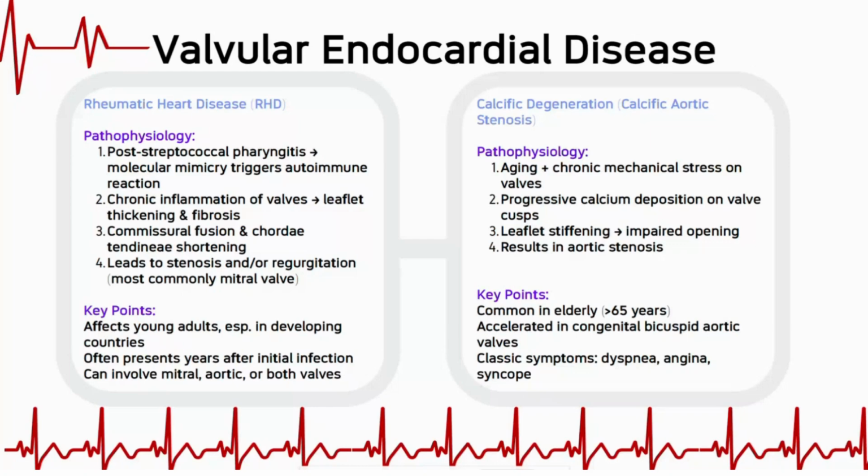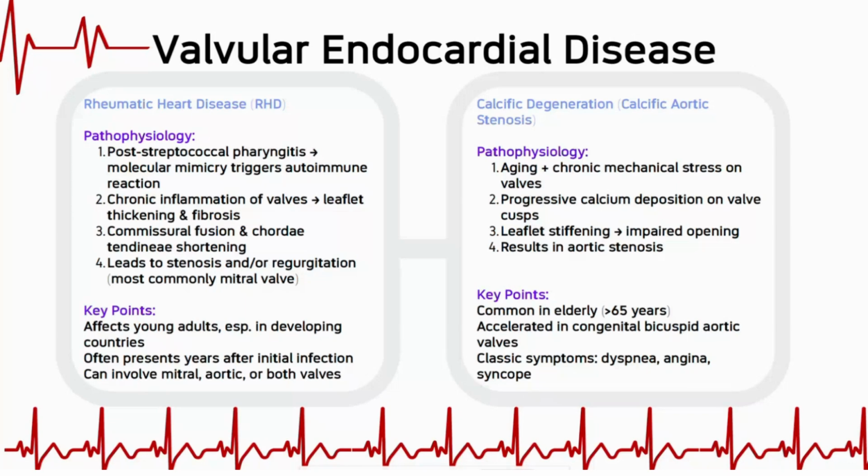And what this goes on to cause is chronic inflammation of valves. And the inflammation of those valves creates leaflet thickening and fibrosis. What you can then go on to have is commissural fusion, so the fusion of the valve leaflets, and the chordae tendineae to shorten. This can lead to stenosis or regurgitation, but mostly mitral regurgitation is what rheumatic heart disease goes on to cause.